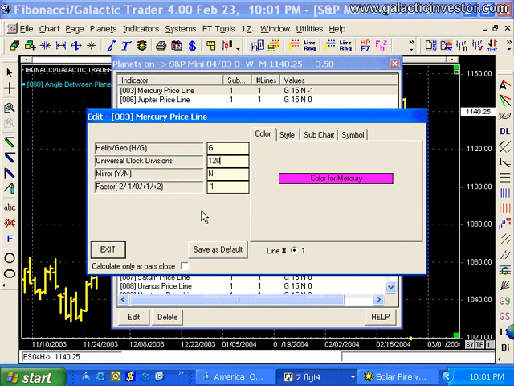But in any case, we'd be editing the setting based on the aspect or universal clock division. We would be typing in 120. We're using a factor of -1.